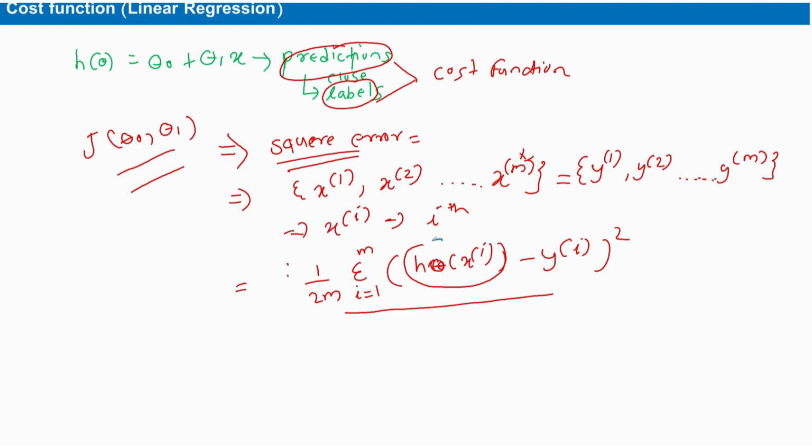h of theta of xi is nothing but the prediction, yi is nothing but the label, and we are subtracting this, taking the square of that and taking the mean. Okay, so this is the mean square error cost function. And this 2m is there because in the formula itself they use the constant 2.